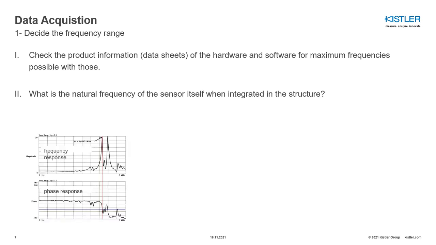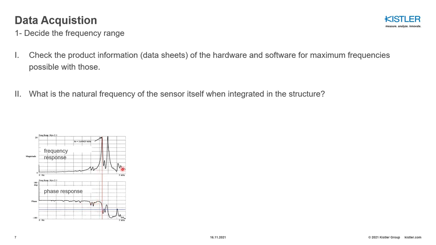If you look at the frequency response function of a sensor system, in this case one of our dynamometers, you can see that there is a distinct spike at certain frequencies, and that is what we call the natural frequency of that sensor itself. You can also see that there is a phase shift.